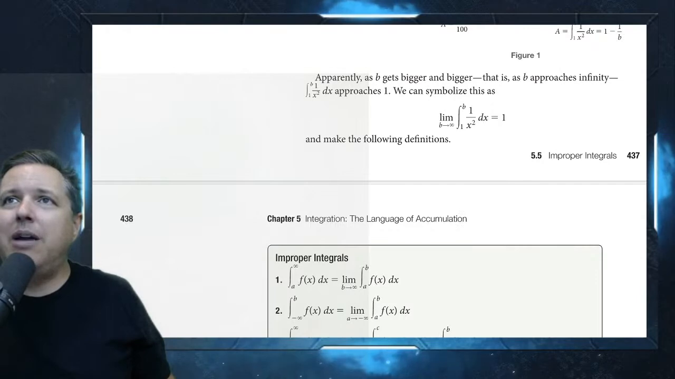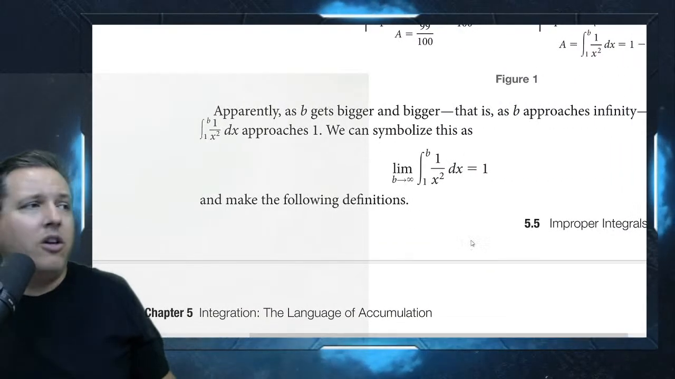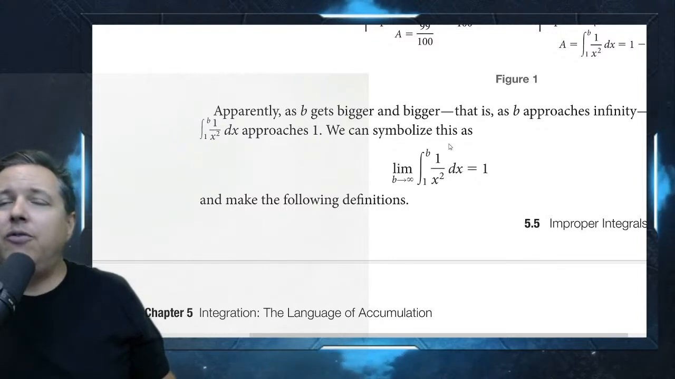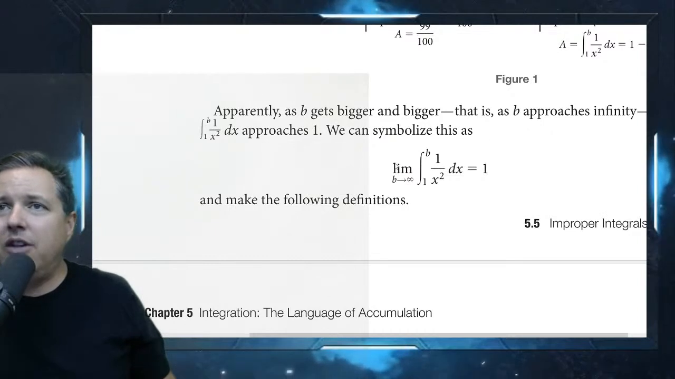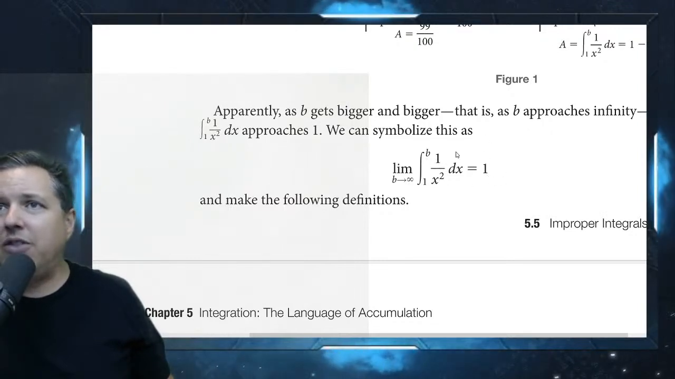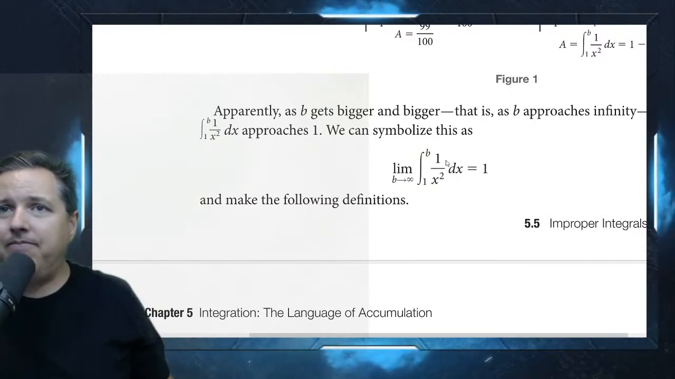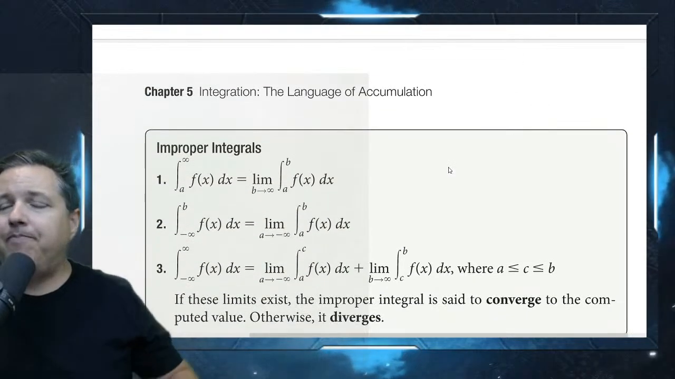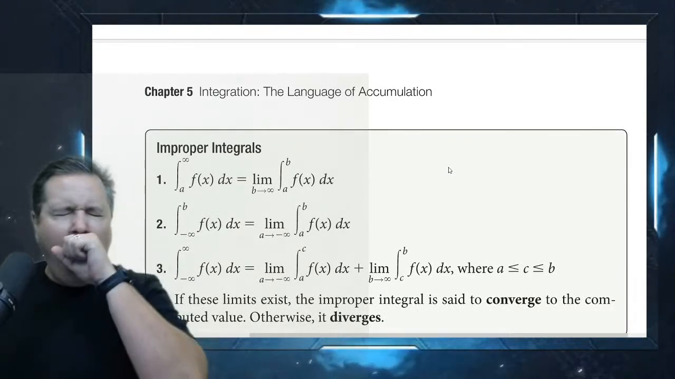So for these types of integrals, if you want to know the integral of this function from 1 to infinity, then you take the limit as b goes to infinity of the integral from 1 to b of 1 over x squared dx. And we just figured out that it was 1, right? But that's what you do, is you take the limit if you have infinity in there. Now, there's a couple different ways you break these down.